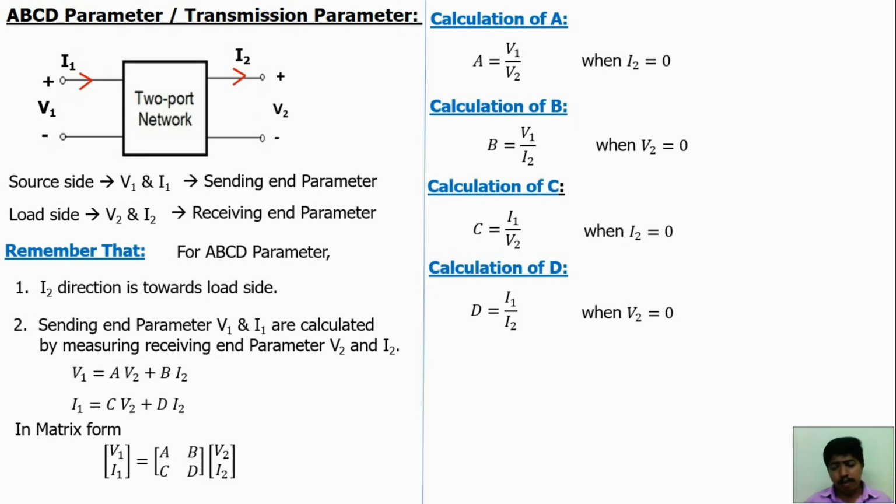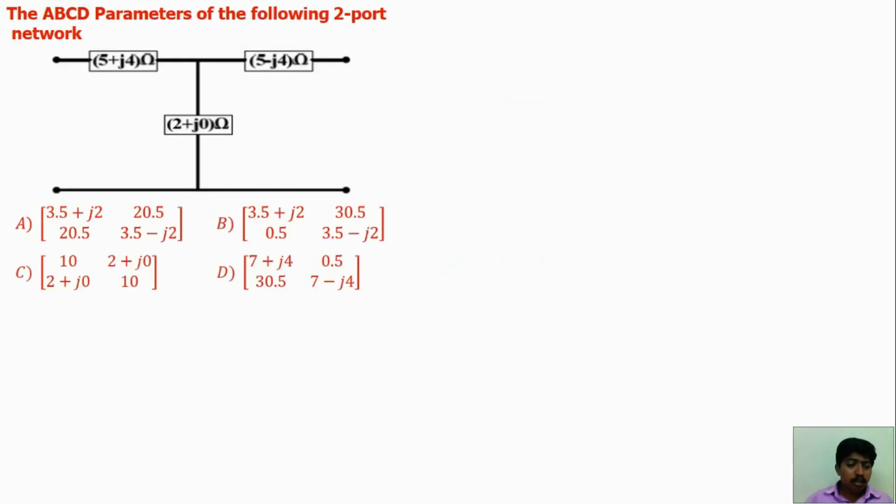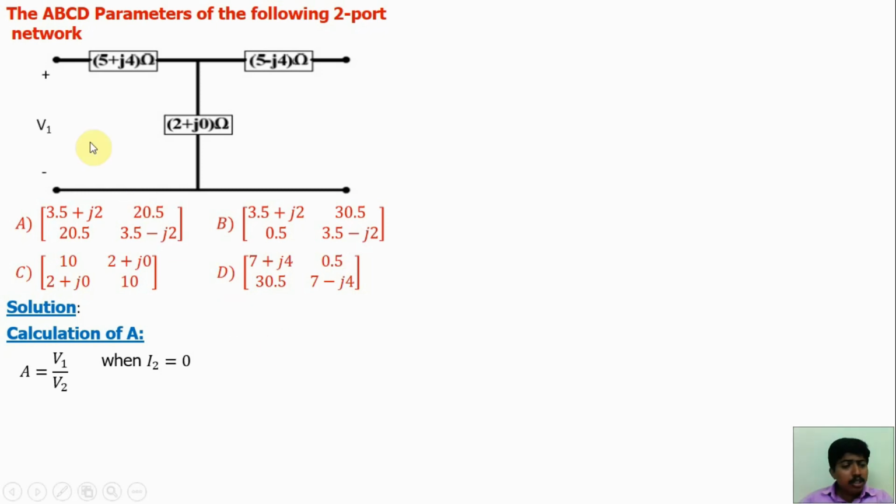Now we will solve a problem. The objective of this question is to find the ABCD parameters for the given circuit. This question was asked in GATE examinations. First we find the parameter A. We know that A is equal to V1 by V2 when I2 is equal to 0. The source side voltage is V1, the load side voltage is V2. This current is I1, the load side current is I2.